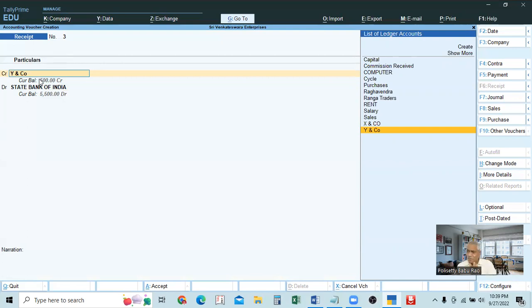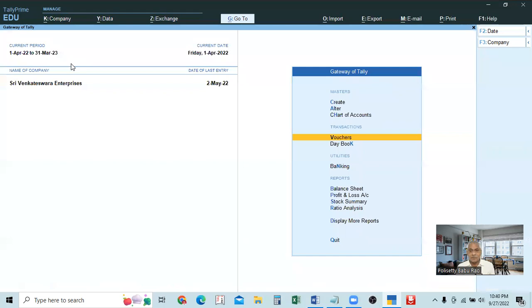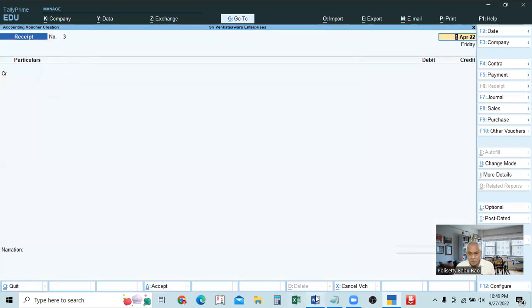But simply, without these rules, you can say receipt means where we are receiving from. Then what we are receiving, cash or check. This is the method regarding the receipt voucher. Okay, now we'll take up examples.